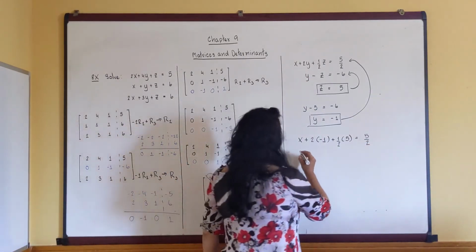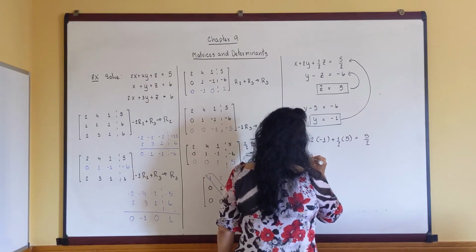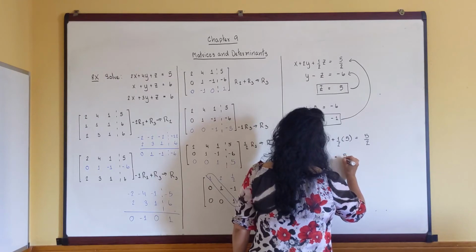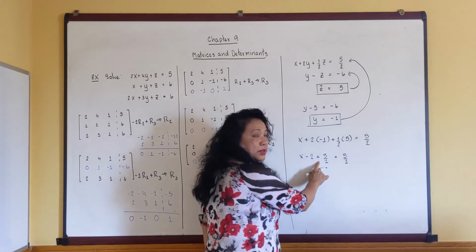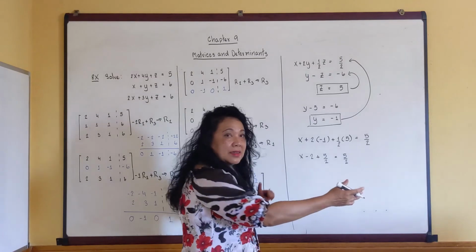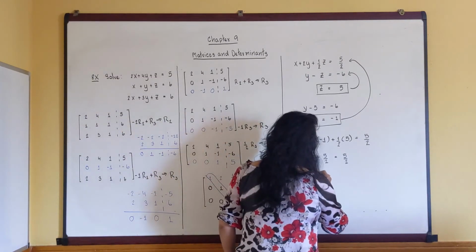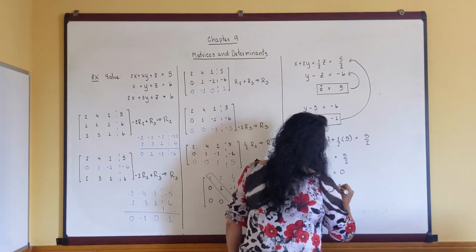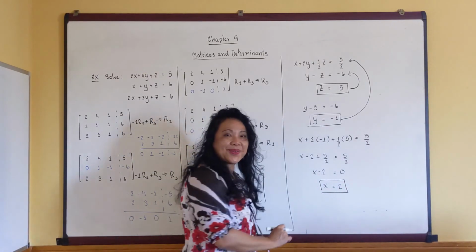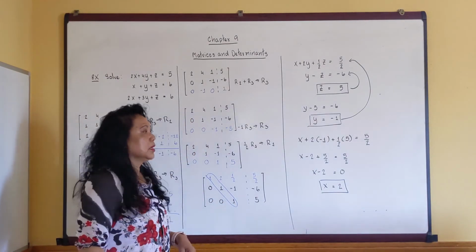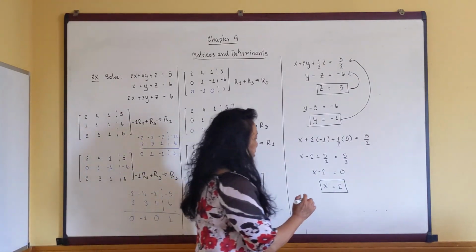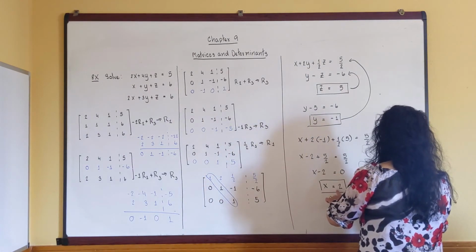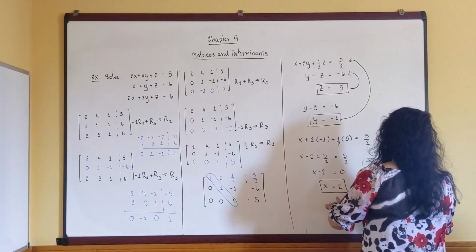Right? So let's simplify this. x minus 2 plus 5 over 2 equal to 5 over 2. So if I subtract 5 over 2 from both sides, then I have x minus 2 equal to 0. So x equal to 2. All right, so it's one solution. The graph crosses at one point, and the point is 2, negative 1, and 5.